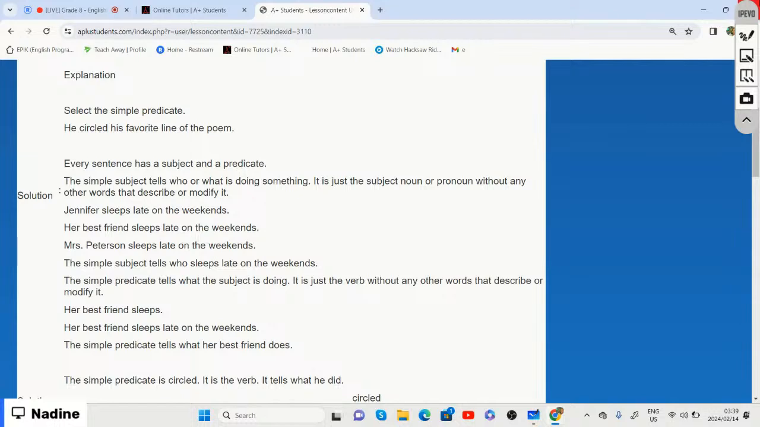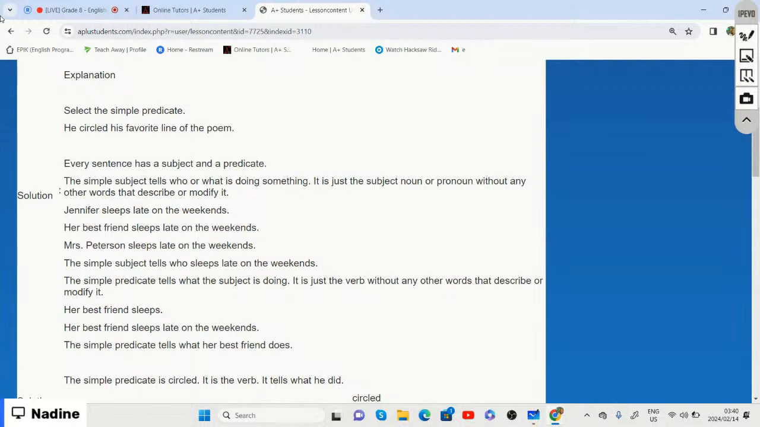In our previous lesson, where we were completing the predicate, it was the verb and all the other words that describe or tell us about the verb. In this case, with the simple predicate, it is basically just the predicate that tells us what the subject is doing. So it's basically only the verb without any other words that describe or modify it.